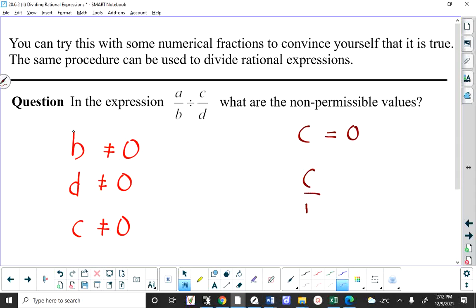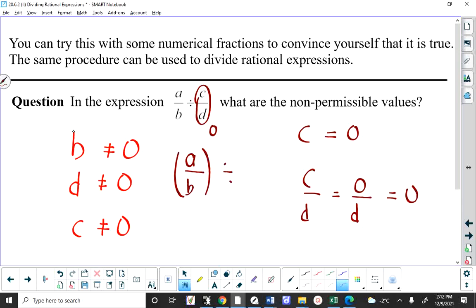then C over D is 0 over D, which is 0. If C is 0, that whole second fraction is 0, right? And you're dividing by it. It says A over B divided by C over D. And if this becomes 0, then you've got A over B, whatever that is, you're going to try to divide that by 0, and that can't be possible.